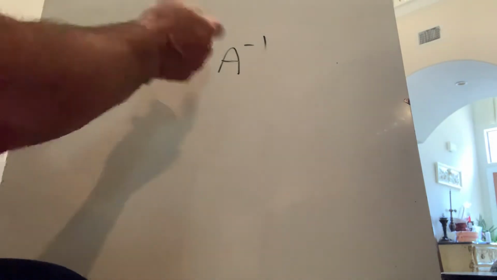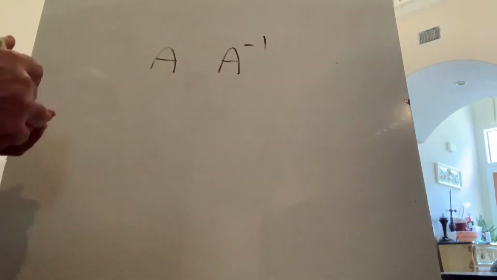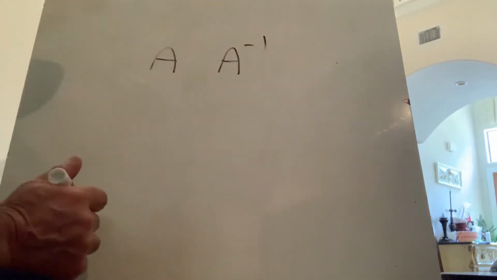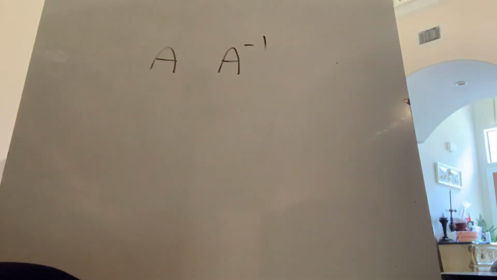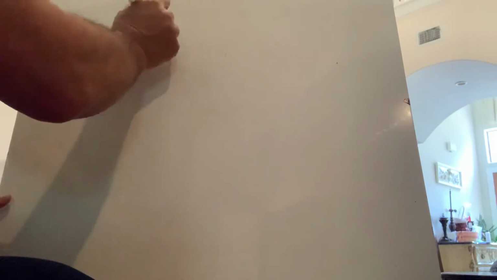The closest thing we can do, of course, is talk about the inverse of a matrix. Also, the identity matrix, there was a question about the identity matrix. So, what is the identity matrix?